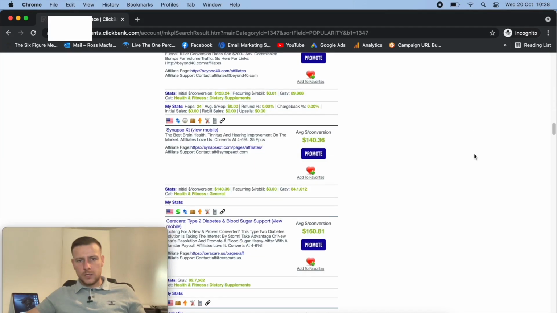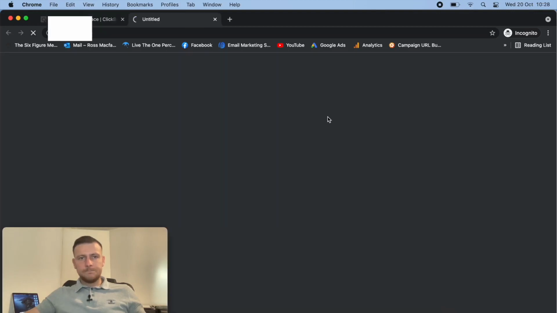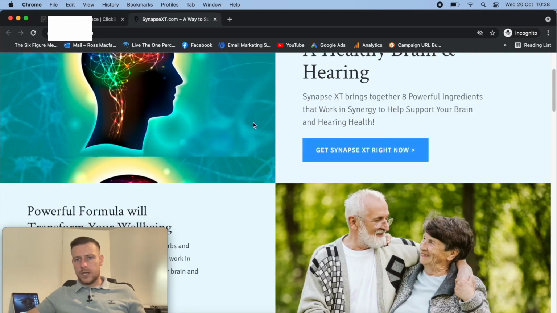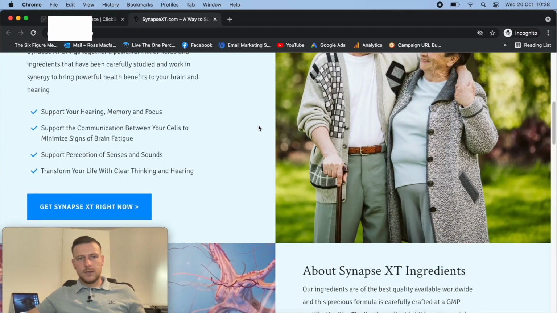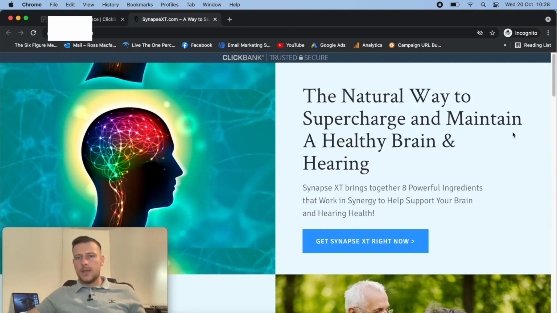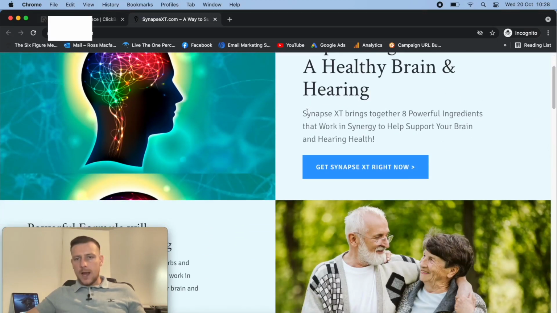So what else have we got here? Synapse XD, what's this? Take a look at this. So Supernatural, okay, so this is running here. What I'd be looking at is this offer page, and it says natural way to supercharge and maintain a healthy brain. Okay, so I can use that in one of my headlines. Synapse XD brings together 8 powerful ingredients. So then what I want to be doing is looking at what these ingredients are and building up my funnel around them.